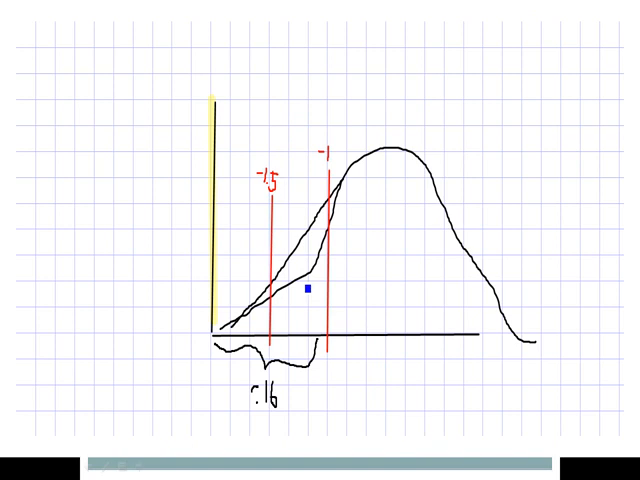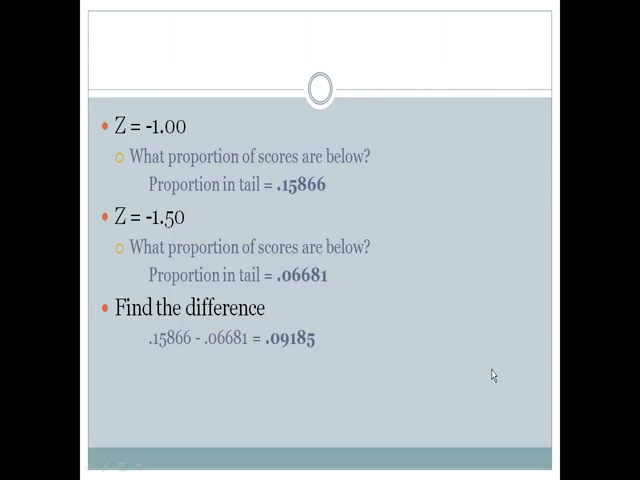We also found this proportion here was about 0.07. But we're only interested in this small stretch right here, the proportion just between these 2 points. So, like I displayed on the slide, if we take 0.16 and subtract 0.07 from that, we come up with our value of 0.09.